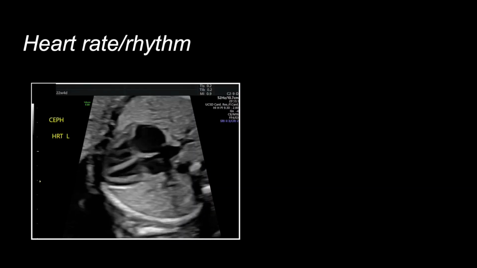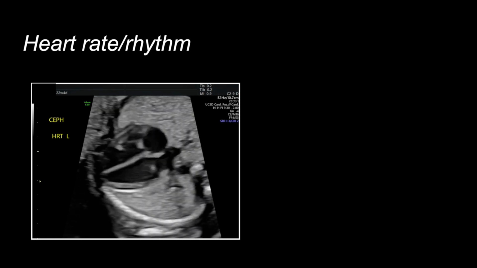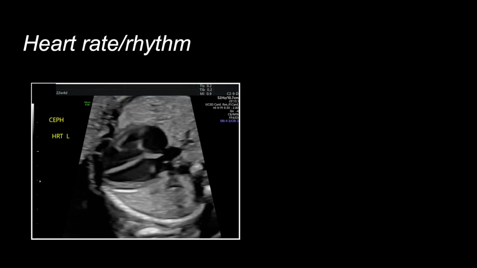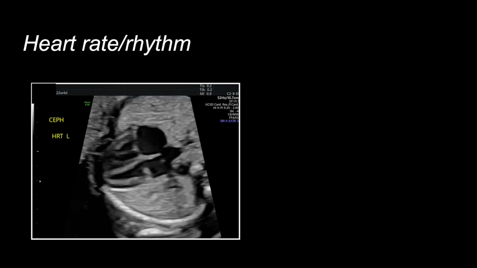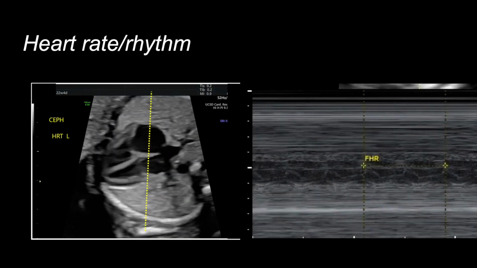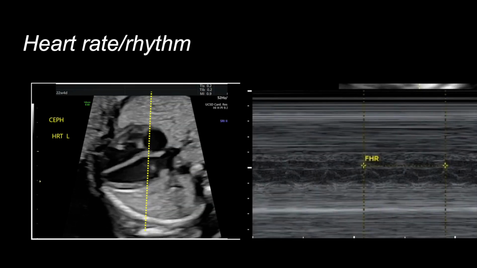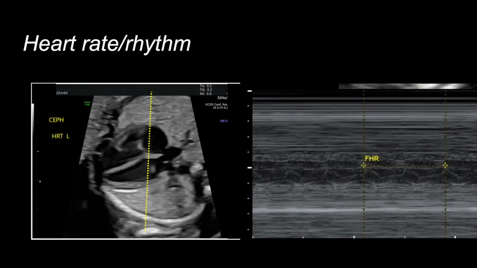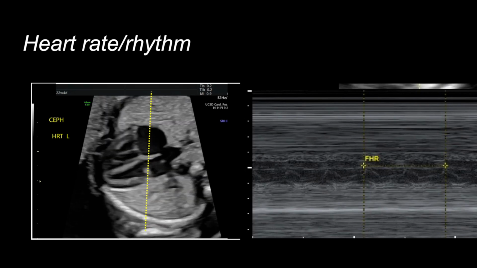And finally, looking at your heart rate and rhythm, we need to be looking at atrial and ventricular rates. Of course, we're assessing function. You can do that qualitatively throughout your scan. But I want to talk about doing an M mode. When you take your M mode, it's important to optimize it so that you can see and distinguish both the atrial and ventricular rates.